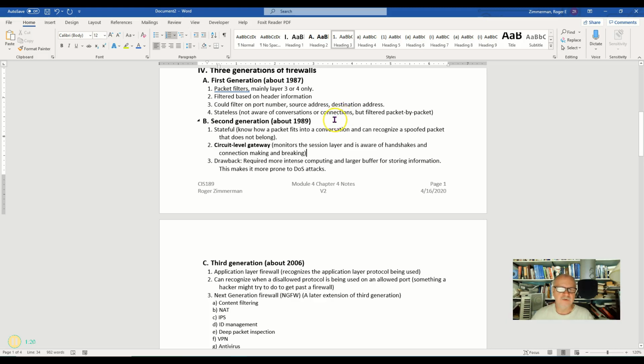In the second generation of firewall, just a couple of years after first generation firewalls, around 1989-90, somewhere in that area, we began to use what we called stateful firewalls. Now, the idea of a stateful firewall is, of course, the opposite of a stateless firewall.